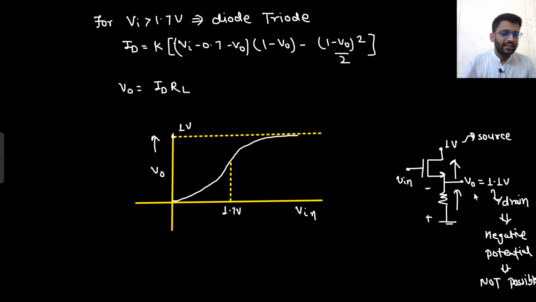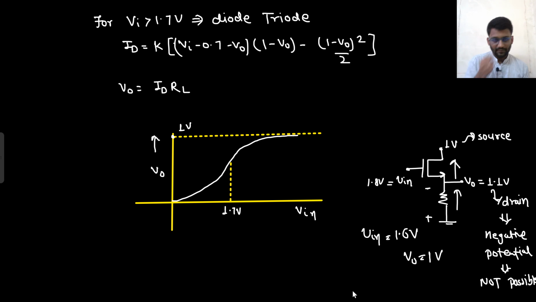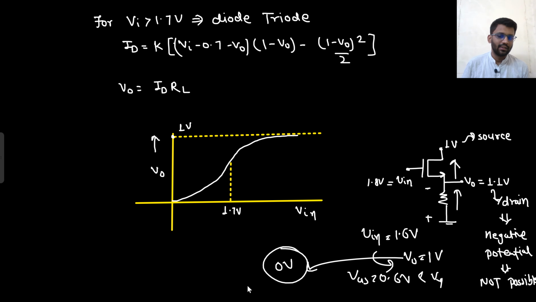When V naught is attaining 1 volt, what should be the value of V in? It has to be at least greater than 1.7 volt, right? It can be 1.8 volt. Because let's just say if your V naught is 1 volt and your V in is 1.6 volt. Is that possible? Here your VGS would be 0.6 volt, which is less than VT. So that will turn off the transistor. If the transistor is turned off, then V naught will go to 0 volt only.